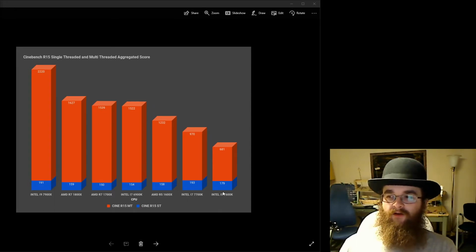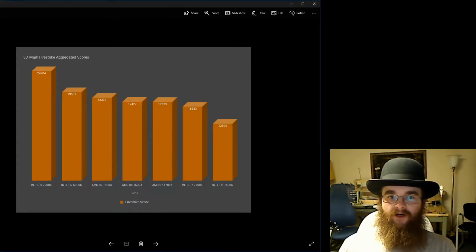Other than that, the i5 performs the worst in the Cinebench tests, and that's because it's only a 4-core CPU. It has hyperthreading disabled, so it can't execute 2 threads per core, which is what all of the other processors in this list can do. The 7700K is a 4-core 8-thread CPU. Ryzen starts off at the 6-core mark here with the R5 1600X, so it's 6 cores with 12 threads. Then we have the 6900K, which is an 8-core 16-thread CPU, and then the Ryzen 7s, which are both 8-core 16-thread CPUs.